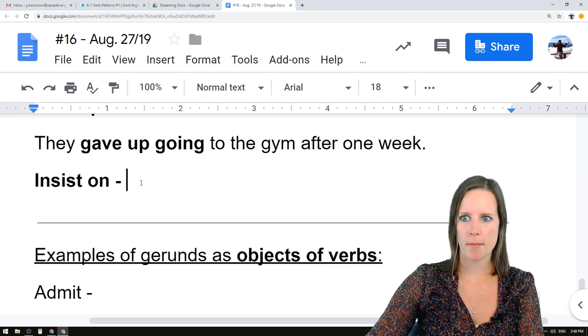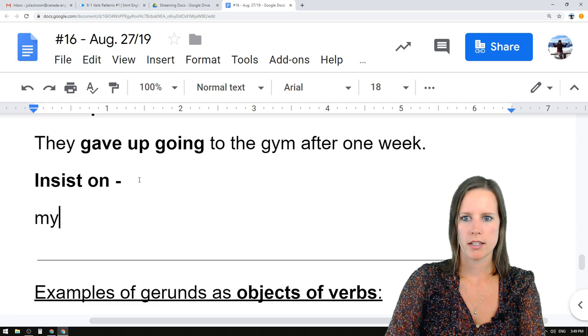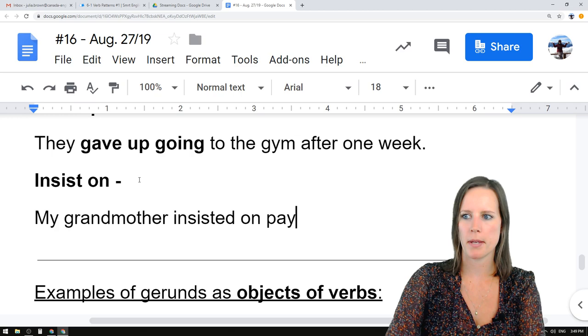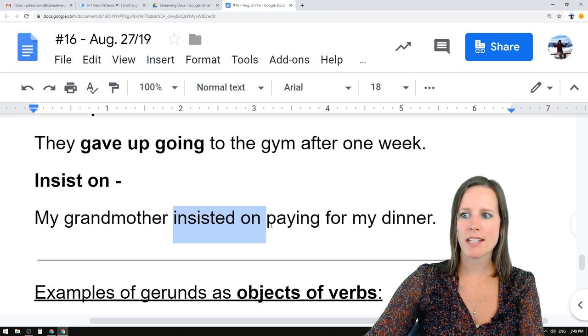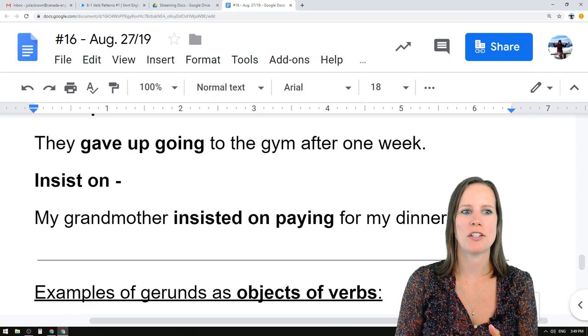And finally, insist on. My grandmother insisted on paying for my dinner, for example. Insist on, it's like, no, I insist. It means that you will not take no for an answer, okay?